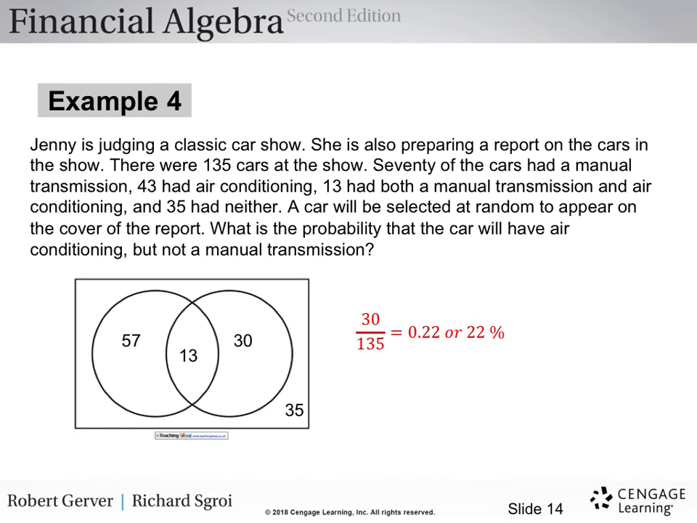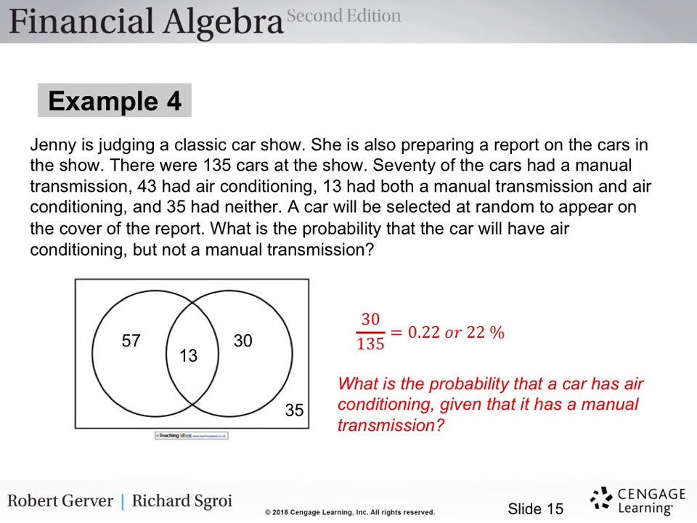All right, so we want air conditioning but not a manual transmission. Well, 13 have air conditioning and a manual transmission. 30 have AC but not a manual transmission. So what is the probability that a car will have air conditioning but not a manual transmission? Well, there's 135 total, so 30 over 135 equals 0.22, or simply 22% will have air conditioning but not manual transmission.